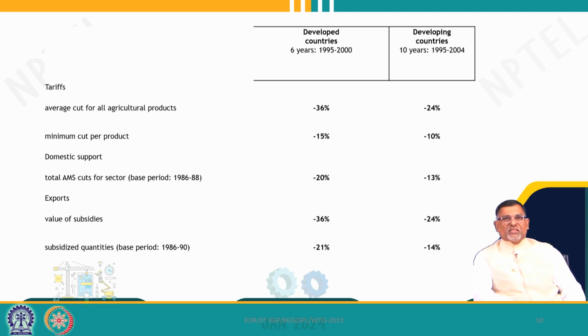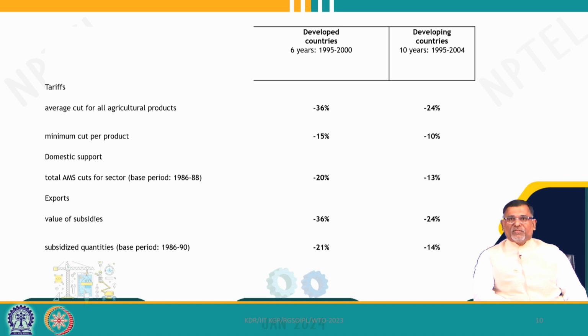So, the developed countries agreed to one rate and developing countries agreed to another rate. Starting from 1995, the developed countries agreed that within the next 6 years they will reduce the tariff to some extent, and the developing countries are given 10 years. Developing countries are given a 10-year transition period to reduce the tariffs.